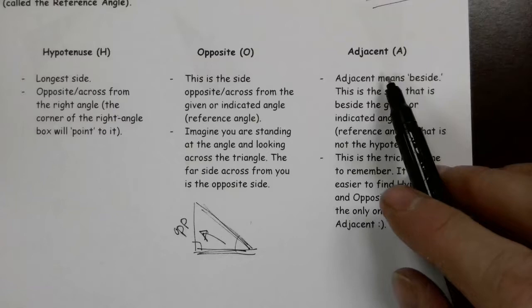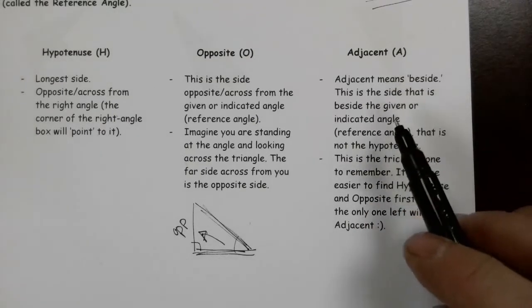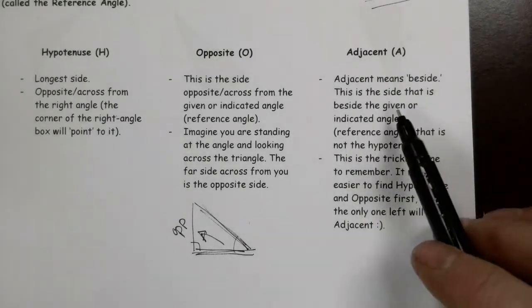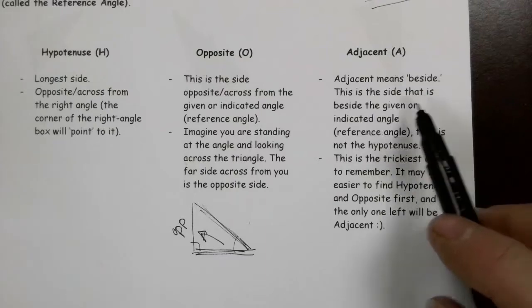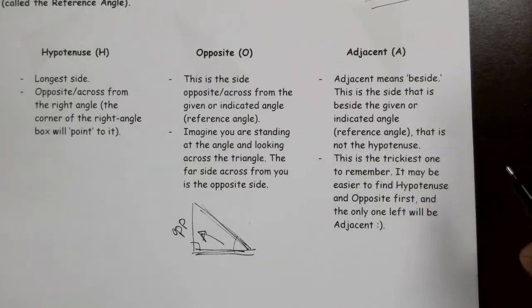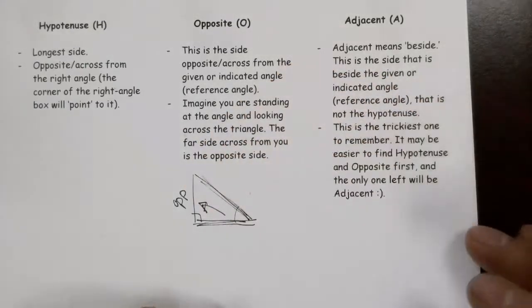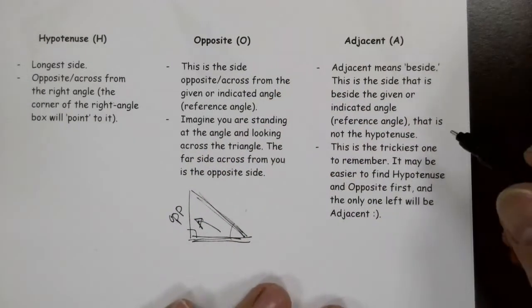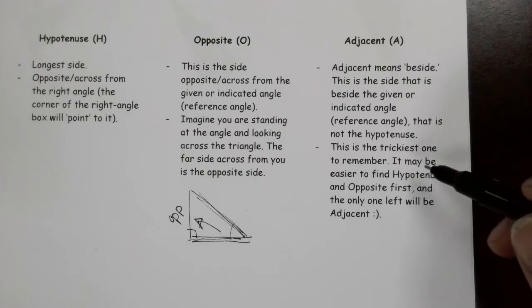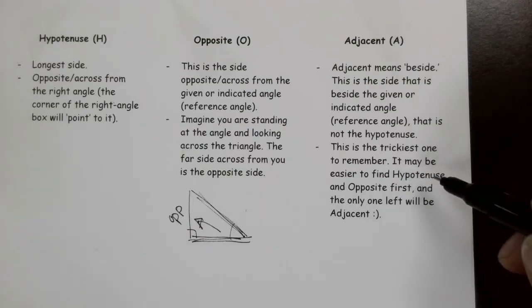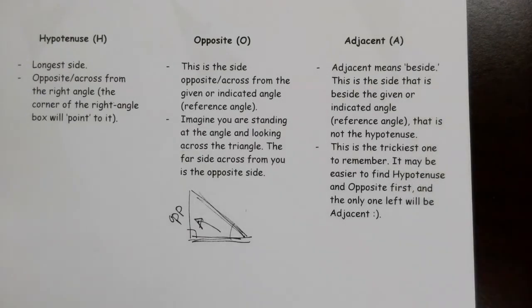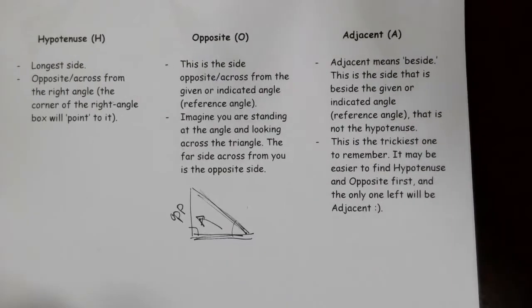But the adjacent side means beside. It's adjacent to, it's next to. This is the side that is beside the given or indicated angle, but it's not the hypotenuse. Remember, the hypotenuse is the longest side in the right angle triangle. That's going to stay, so it's the other one here. This is the trickiest one to remember. It may be easier to find the hypotenuse and the opposite, and then the one that's left is going to be the adjacent.